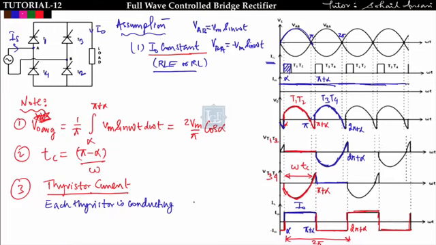Means I can say that each thyristor is conducting for the period of pi. So if I have to find the conduction period of thyristor T1, then I can easily draw the waveform like this. From alpha to pi plus alpha, T1 is conducting, and this is equal to the load current I naught. Maximum current is load current only. So this is the conduction angle of thyristor T1.